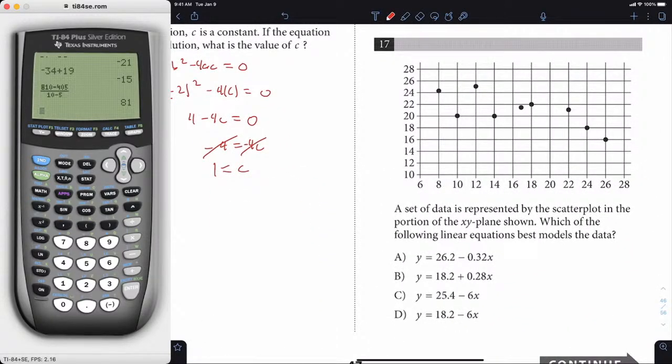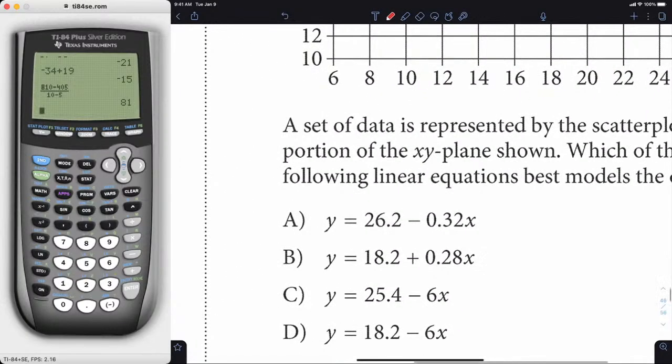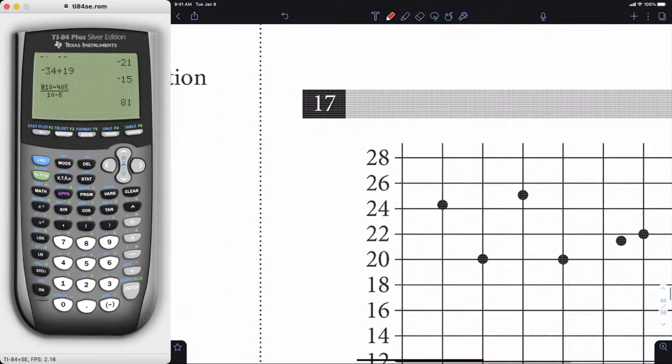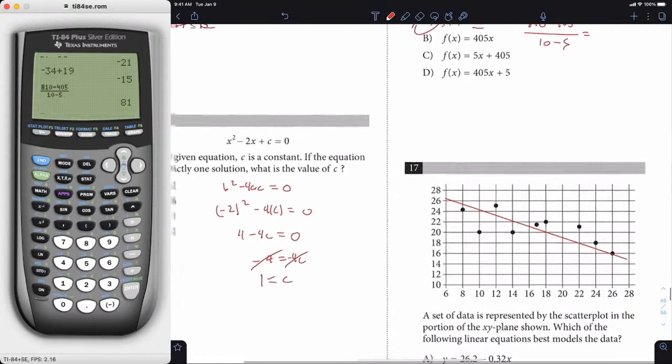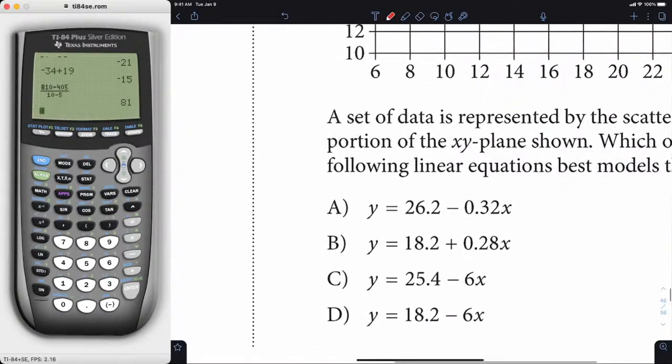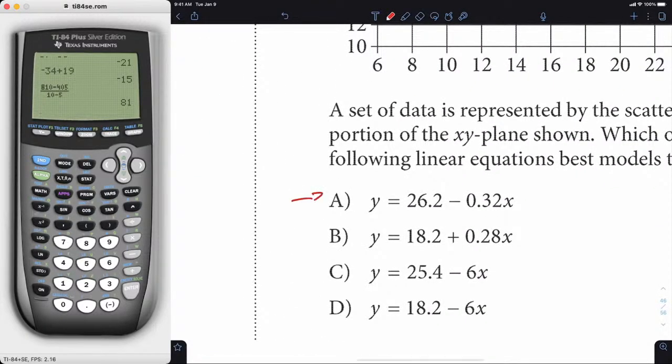A set of data is represented by the scatter plot portion of the xy plane shown. Which of the following linear equations best represents the data? Alright. Let's be careful here. I don't like that we're going to have a y-intercept of 18.2, because to me it looks like the y-intercept is going to be closer to... if I draw a line of best fit myself, it would look something like that. And the y-intercept's about 27. Yeah, which this looks a lot better to me. I don't like this 18.2. That's out.